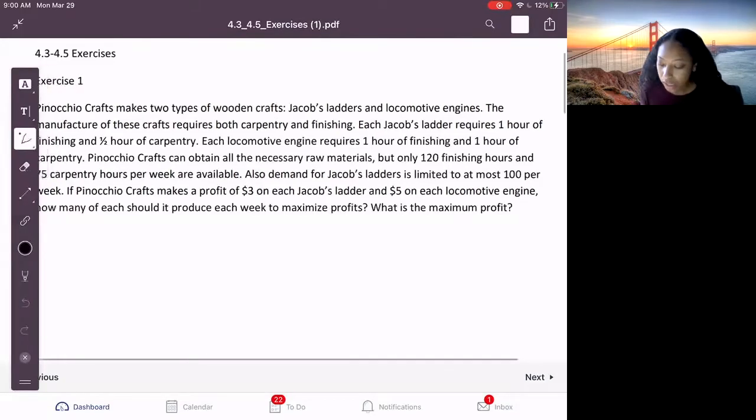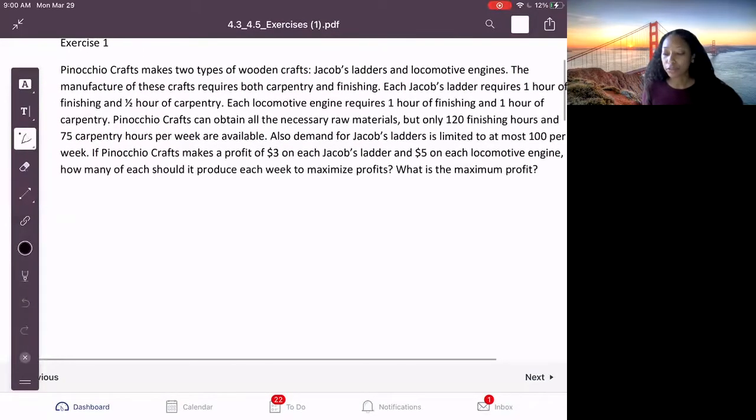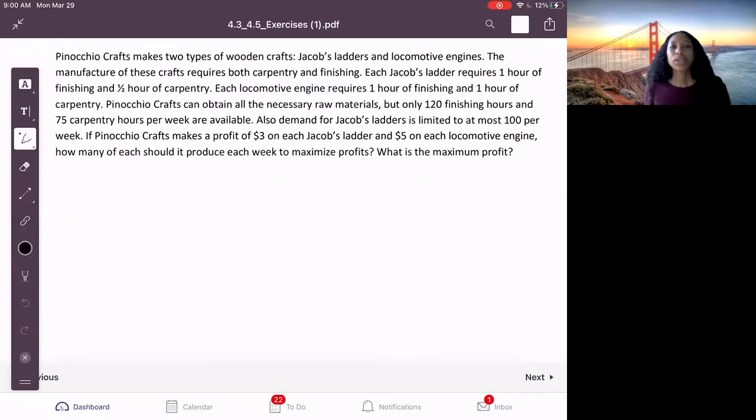All right, step 1, always read the whole problem first. Pinocchio Crafts makes 2 types of wooden crafts, Jacob's ladder and locomotive engines. The manufacture of these crafts requires both carpentry and finishing. So in order to make these, those are the 2 things we need to do, carpentry and finishing. Each Jacob's ladder requires 1 hour of finishing and half an hour of carpentry. Each locomotive engine requires 1 hour of finishing and 1 hour of carpentry.